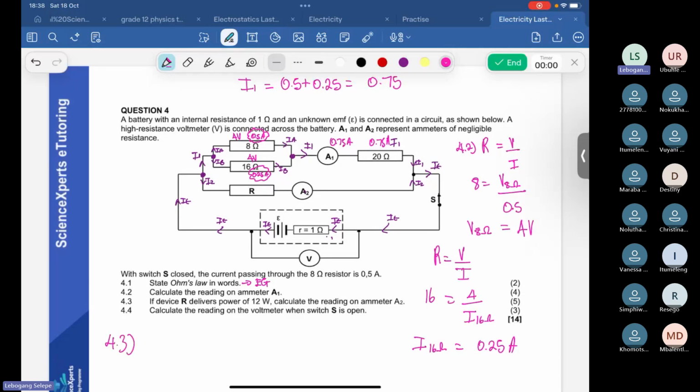4.3, they say that the device R delivers a power of 12 W. Calculate the reading on ammeter A2. So here the power is 12 W.